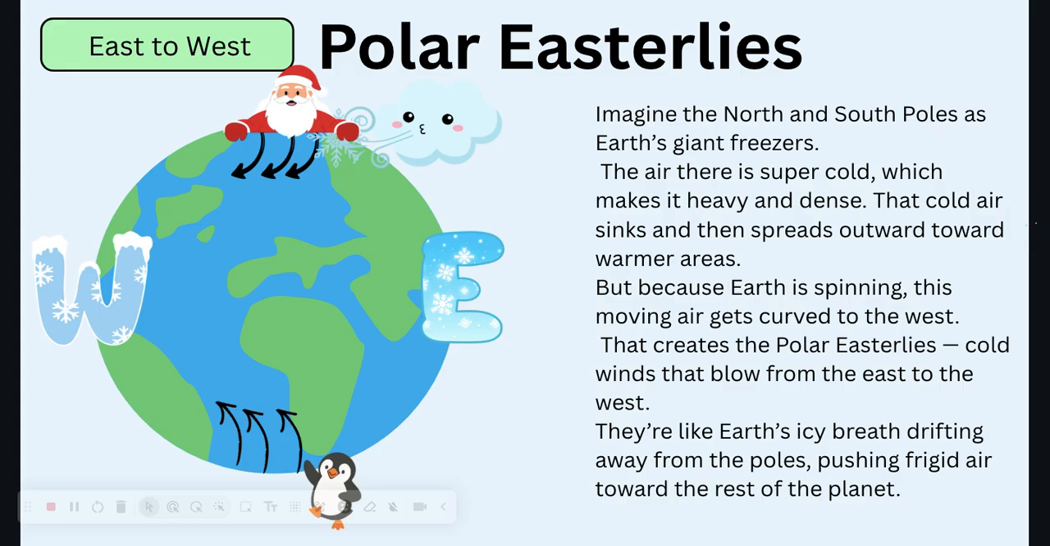All right, the polar easterlies. Imagine the North and South Pole as Earth's giant freezers. The air there is super cold, which makes it heavy and dense. The cold air sinks and then spreads outward towards warmer areas. But because Earth is spinning, this moving air gets curved to the west. That creates the polar easterlies, cold winds that blow from east to west. They're the Earth's icy breath drifting away from the poles, pushing frigid air towards the rest of the planet.